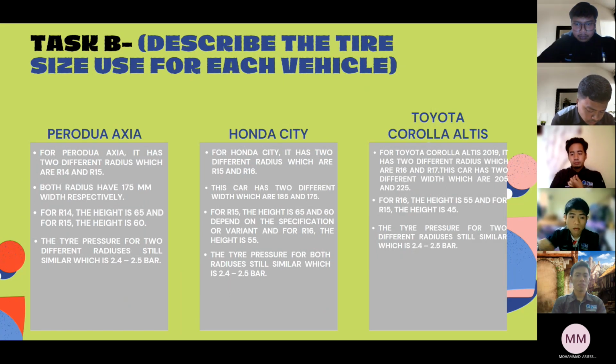Okay, for the tire size used by the vehicles, Perodua Axia uses R14 and R15 based on the specification. Honda City uses R15 and R16 based on their specification, and Toyota Corolla Altis uses R16 or R17 based on their spec.